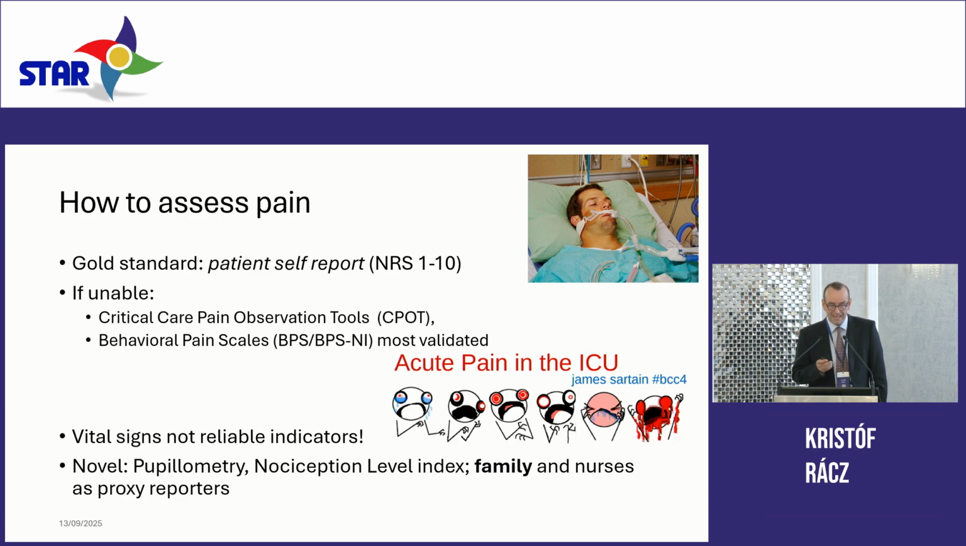Very importantly, the vital signs we are seeing are not reliable indicators. If the patient doesn't have hypertension and tachycardia, that doesn't mean that the patient doesn't have pain. So we have some novel parameters we can use. We have pupillometry, which looks at the pupil dilatation in response to nociceptive stimuli, and we have the nociception level index, and also the family and nurses can act as proxy reporters for the patient's pain level.